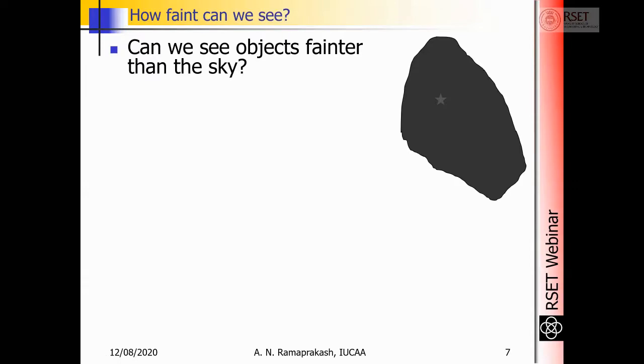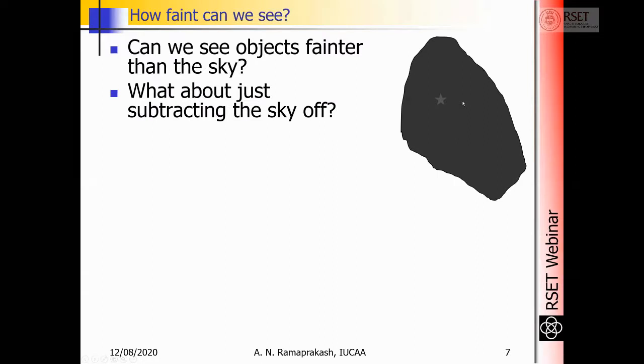If that is the case, there's no point in making bigger and bigger telescopes, because the sky sets the limit of how faint you can see. Now, what about measuring the whole light coming from this direction of the sky, and subtracting this sky brightness from this side? So if there is a star here, there will be an excess light from this direction, and the difference would tell you that there is a star there.